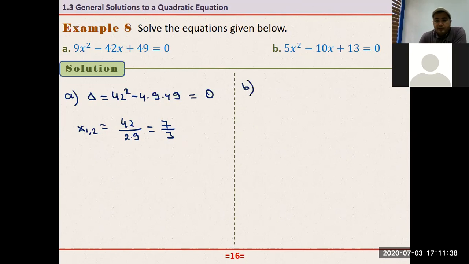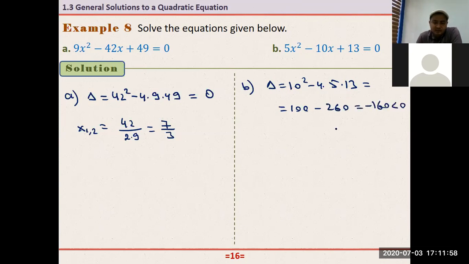And how about B? In a similar way, just use the formula here. We have the discriminant: square, minus 4 times 5 times 13. That's equal to 100 minus 20 times 13. 2 times 13 is 26, so 260, which is equal to negative 160. That is less than 0. So if this is negative, we know that it has no real roots.